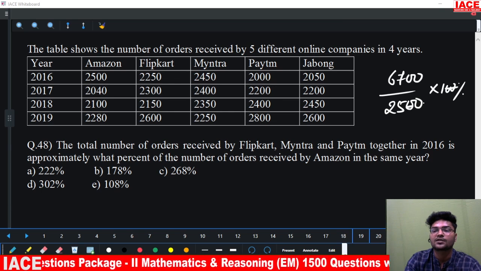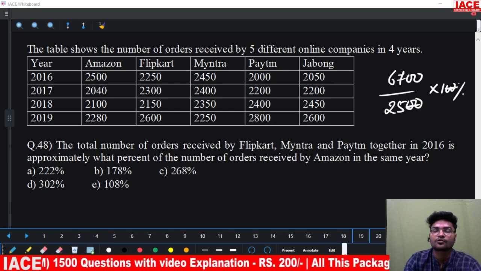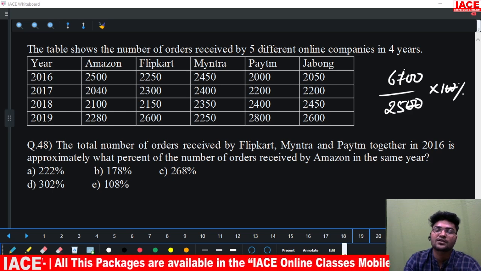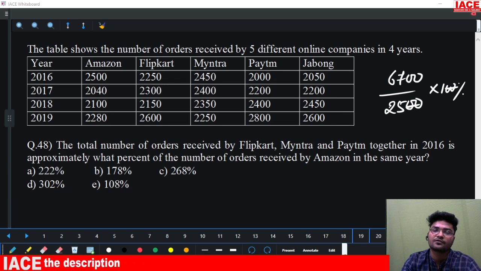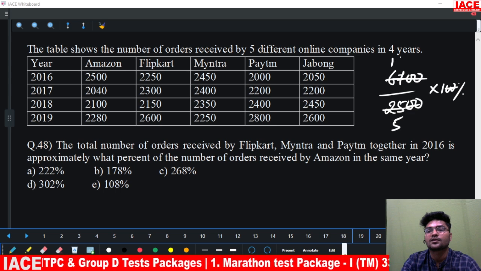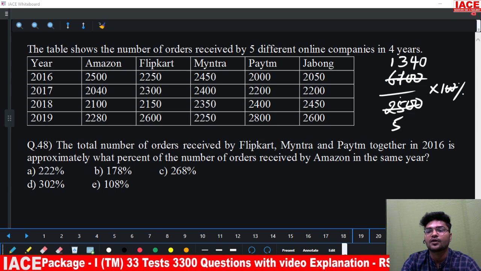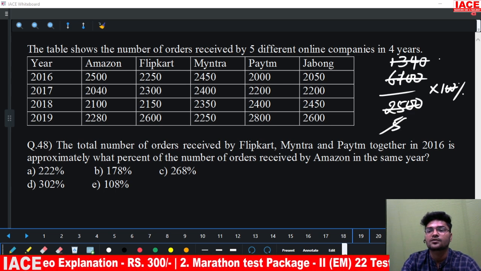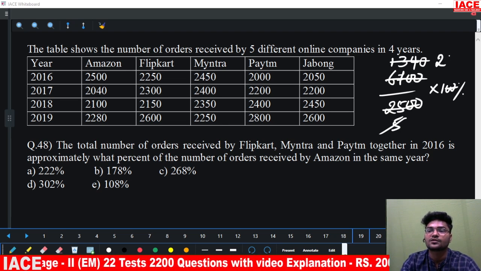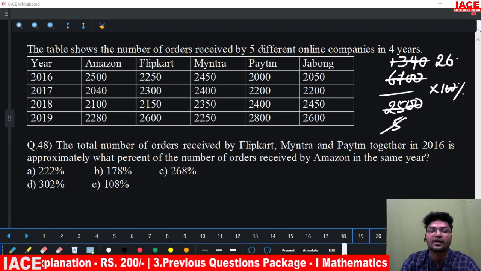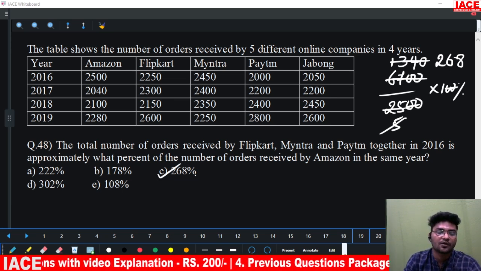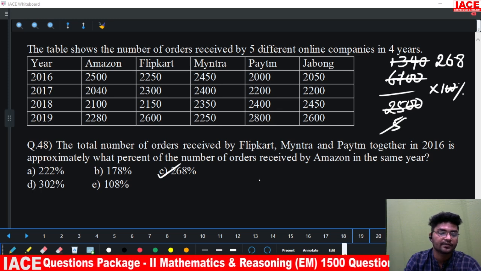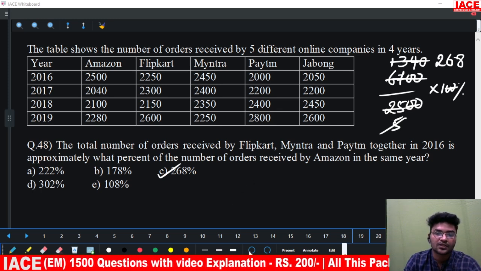So zeros will get cancelled out. So 25 and 670. 25 and 670 means how much it is? I'll cancel out with 5. 5 fives, and this is 5 13s, 40. Again 5. This is 2. 34 means 6. 40 means 8. 268. 268 percentage. Correct answer will be option C, that is 268 percentage.